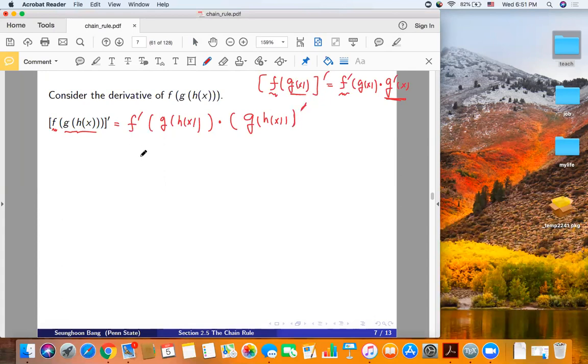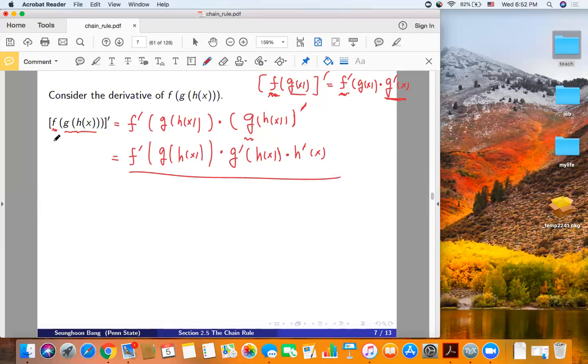This one prime. So you can use chain rule again. You can just keep f prime of g of h of x times, in this case, this g is another outer function. So we have outer function g prime of inner function h of x times inner function prime. That's it. We have this rule.